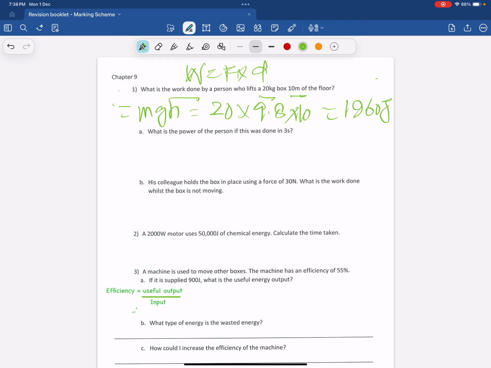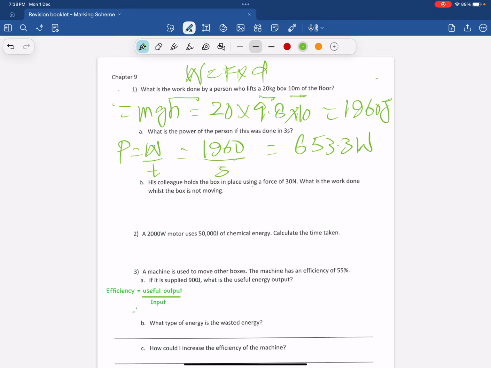joules. Power is equal to work done divided by time. So work done we have got just now 1960, and time we have got 3, and if I use my calculator it should be 653.3 and watt, that one.